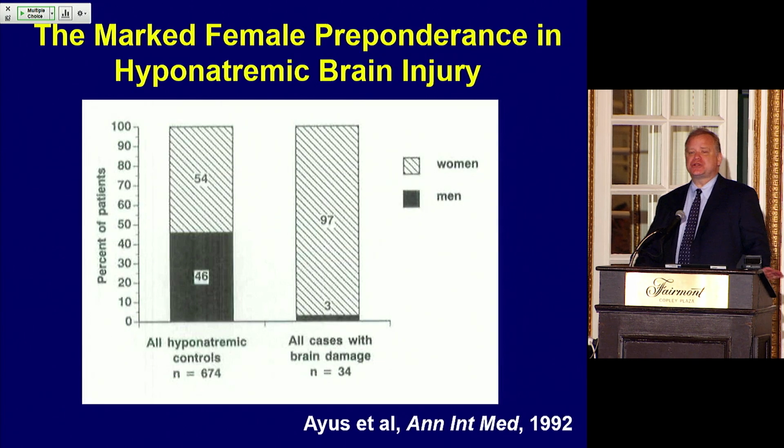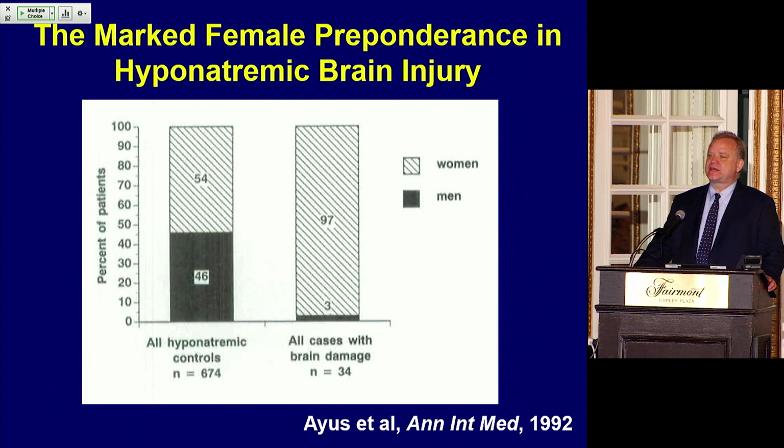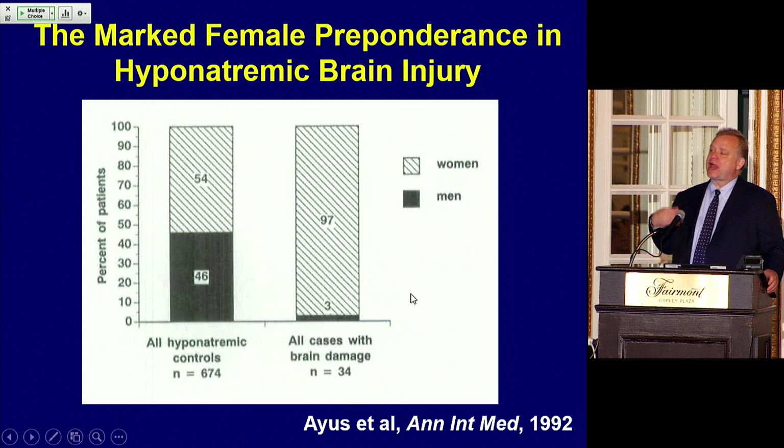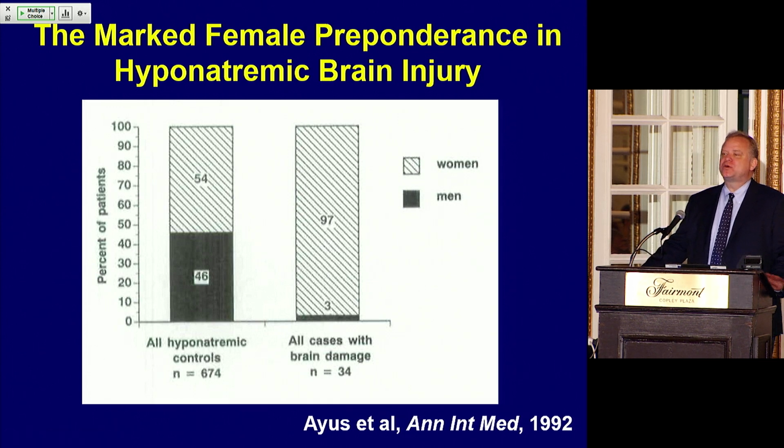One of the key issues, though, is that really the symptom complex of acute hyponatremic encephalopathy is almost exclusively restricted to women. So if you look at the patients who have hyponatremia, there's about a 50% male and female percentage. But in terms of patients that get acute hyponatremic brain damage, almost 98% of them are female. And it's not entirely clear why.